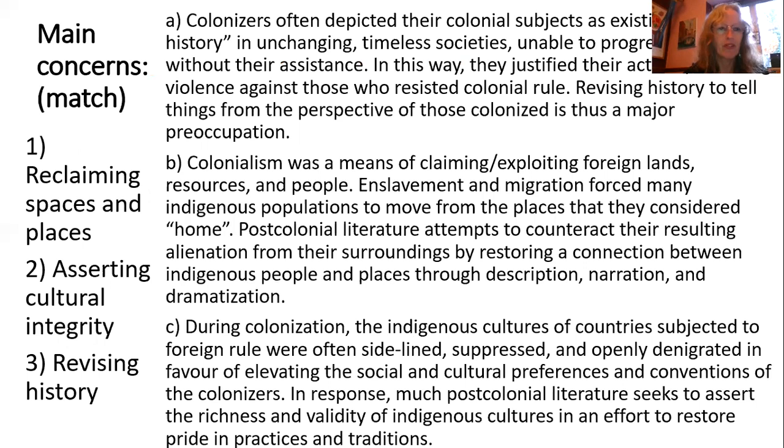And now we have the main concerns of post-colonial literature. There are 3 topics: reclaiming spaces and places, asserting cultural integrity, and revising history. On the right, we have 3 paragraphs. I want you to read them and match the paragraphs to number 1, 2, or 3. So you need to pause the screen and read and match and compare with your partner. Pause now.